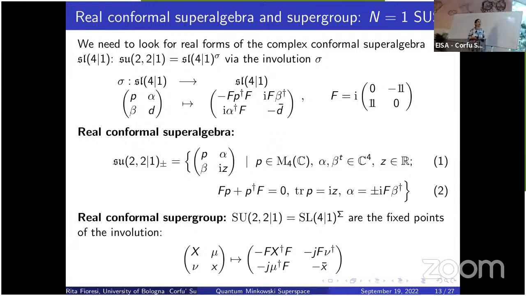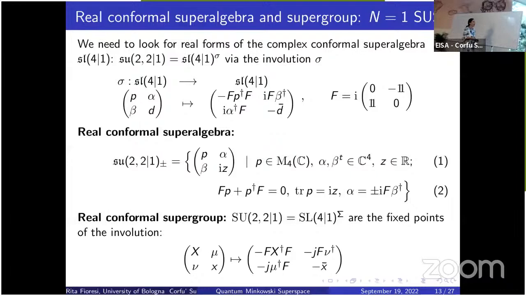You get a SU22. I don't have the time to explain why that and not another. It has some nice properties. And then you can look at the global. I really have no time to explain how to make sense of the concept of supergroup because it takes too much time, but it's just the analog, the global analog of superalgebras.